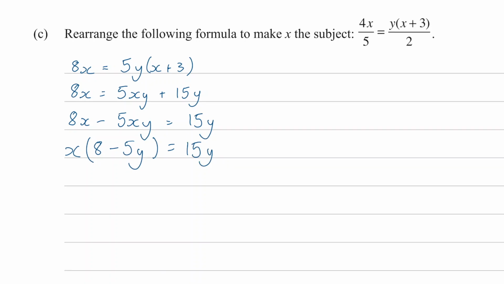And now on both sides, we can divide by this factor that's multiplied by x. So that will give us x equals 15y divided by 8 minus 5y. And we've rearranged for x, right? We've made x the subject of that formula.